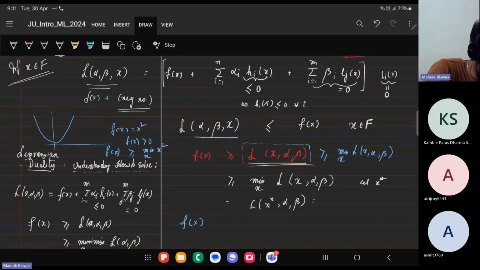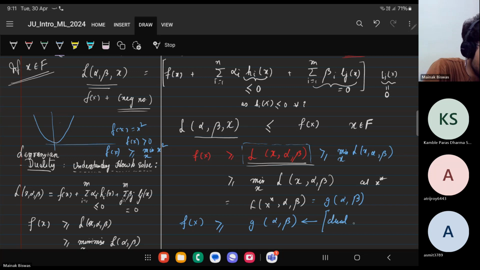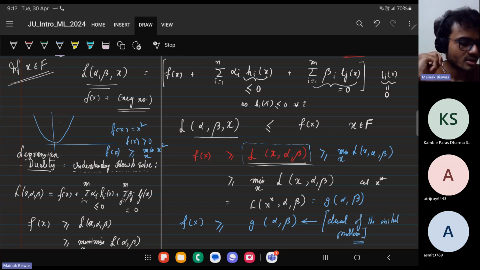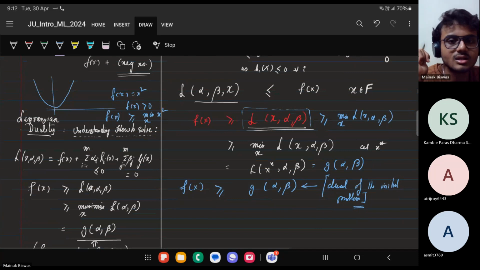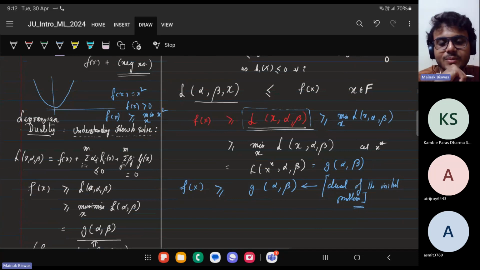Once I name this as g of alpha and beta, this I call the dual formulation. We did this just now, but this is in the general case, the dual of the initial problem. Understood? It is called the dual of the initial problem because there is no x anymore, but only alpha and beta. So now see, the right hand side and the left hand side are independent of their variables.